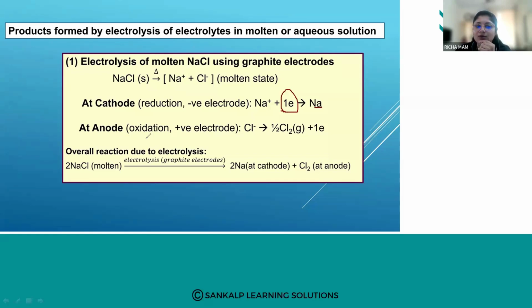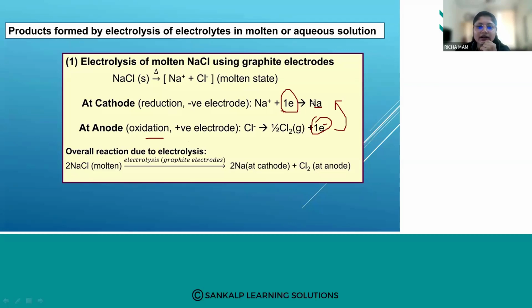And at the anode, what happens? Oxidation takes place, which is the positive electrode. Cl minus gives you half Cl2 gas plus one electron. So one electron is lost. At the cathode, one electron is gained, and that is gained from the anode. The electron which is lost over here is taken in the reduction reaction, right?